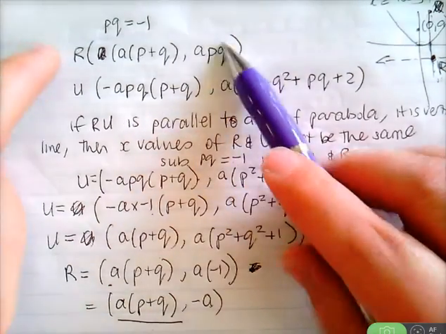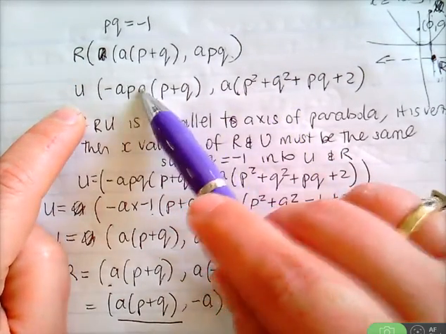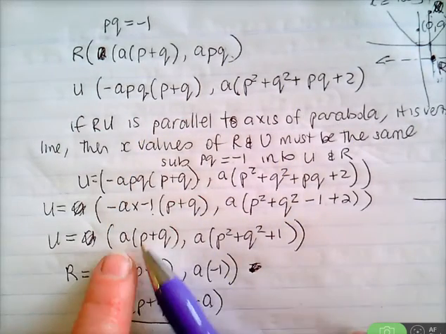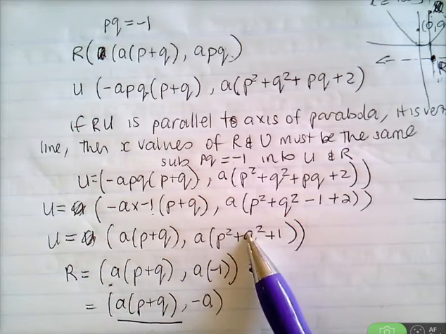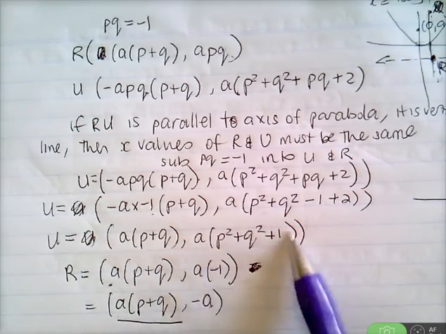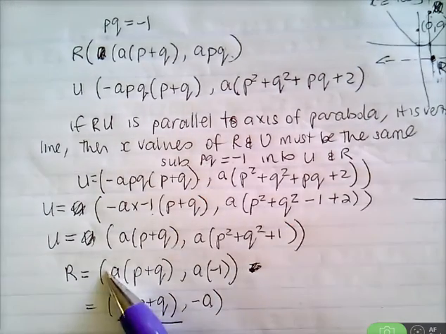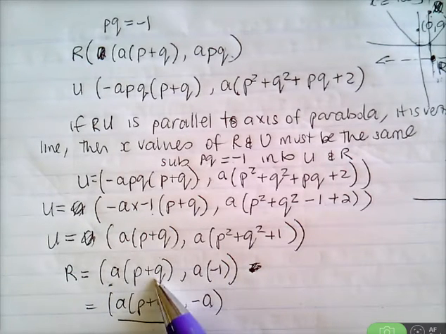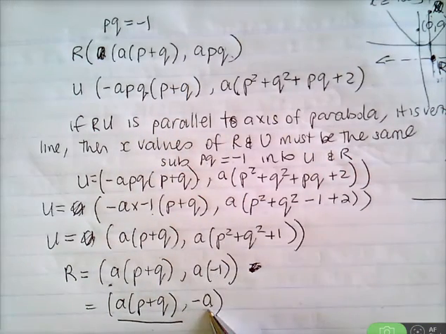What I had was these points for U and R. All I did was substitute PQ is negative 1 into both of them. And when I did that, I got that U is A bracket P plus Q, A bracket P squared plus Q squared plus 1. Now that would definitely be positive. So U is up there. When I substituted PQ is negative 1 into R, I got A bracket P plus Q, and APQ became A times negative 1, which was negative A.